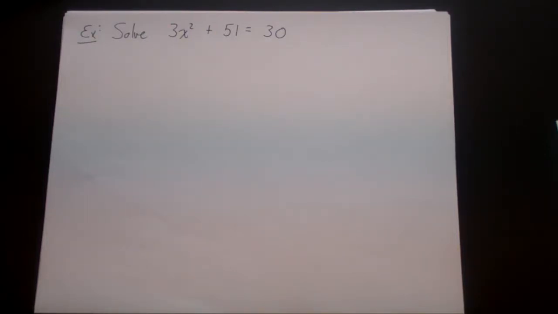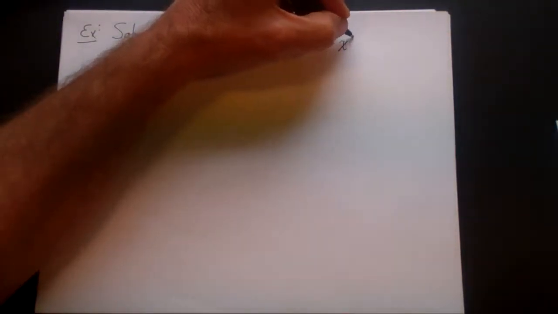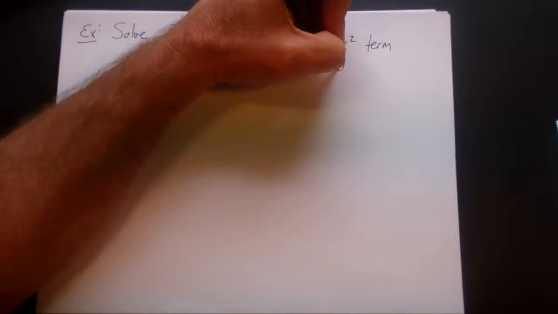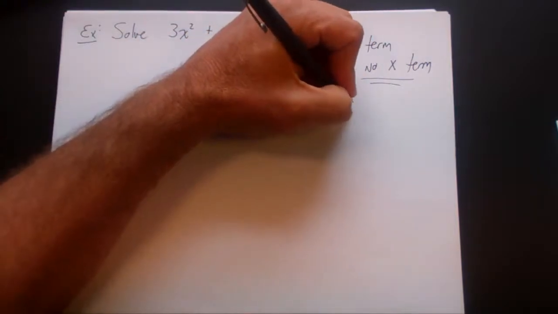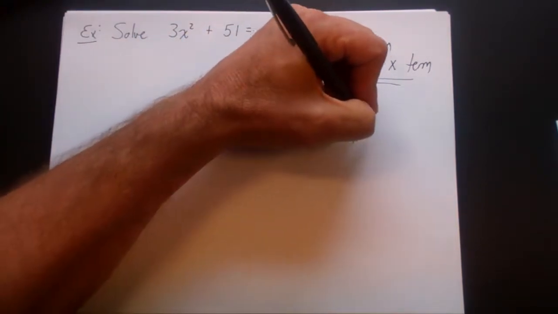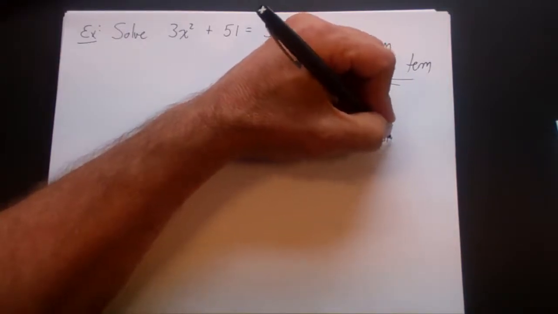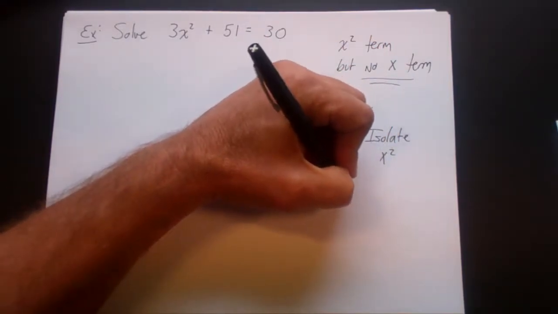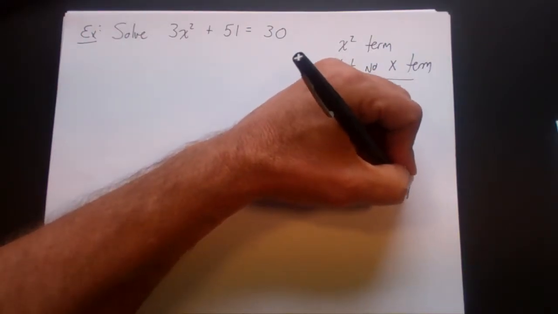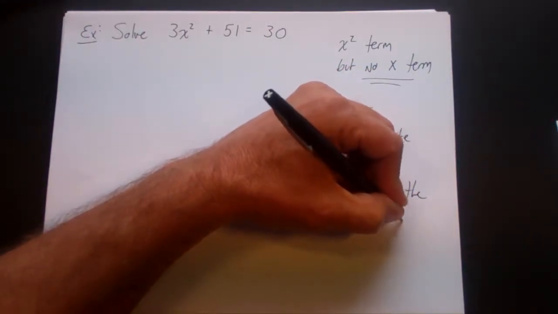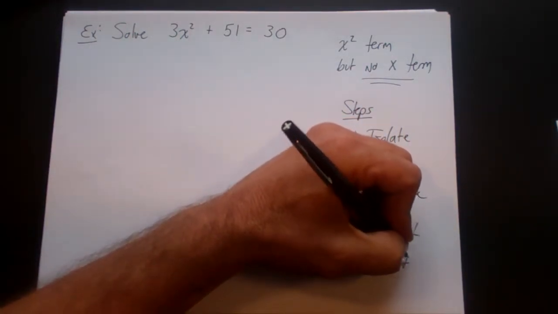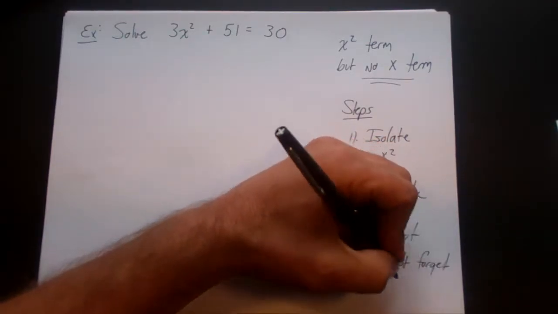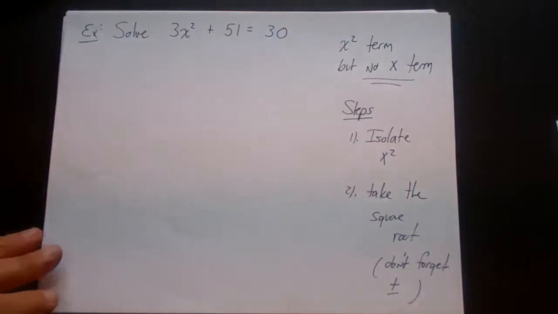So first let's think about whether or not this is a SQUEBFTSR problem. There's an x squared term, but no x term. And when we have that, then there's only two steps. The two steps are, number one, to isolate x squared, and step two, take the square root. And what you're going to remember is, don't forget your plus or minus. Whenever you take the square root of both sides, you always remember your plus or minus.